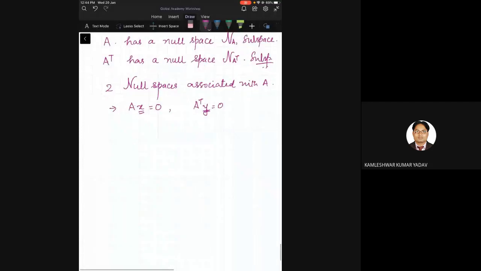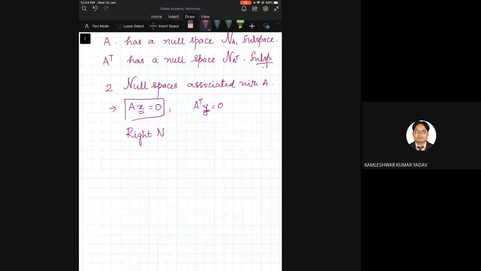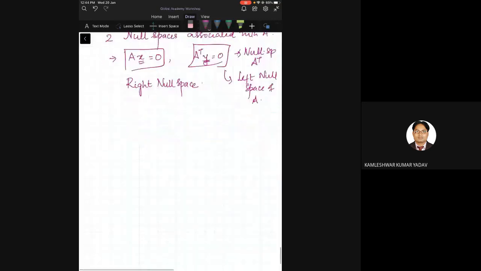This I call the right null space, when I look at Ax, A into x is equal to 0, where I look at all that x. I'm going to call that the right null space. And the other one, A transpose y, is basically the null space of A transpose. This I'm going to call the left null space of A. So there are two null spaces associated with the matrix A.